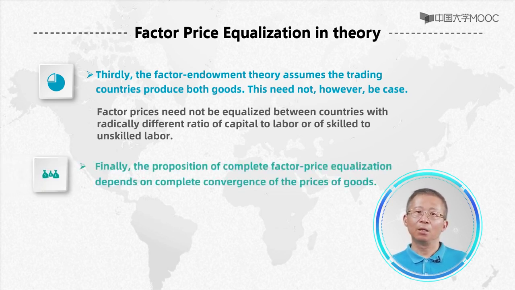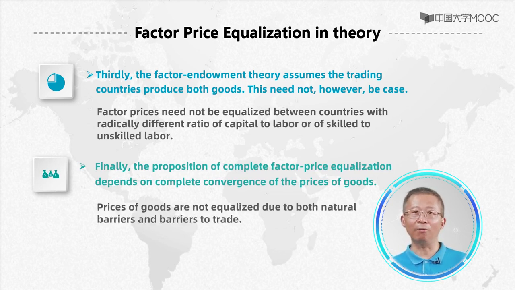Finally, the proposition of complete factor price equalization depends on complete convergence of the prices of goods. However, in the real world, prices of goods are not equalized by international trade due to both natural barriers, such as transportation costs, and barriers to trade, such as tariffs, import quotas, and other restrictions.